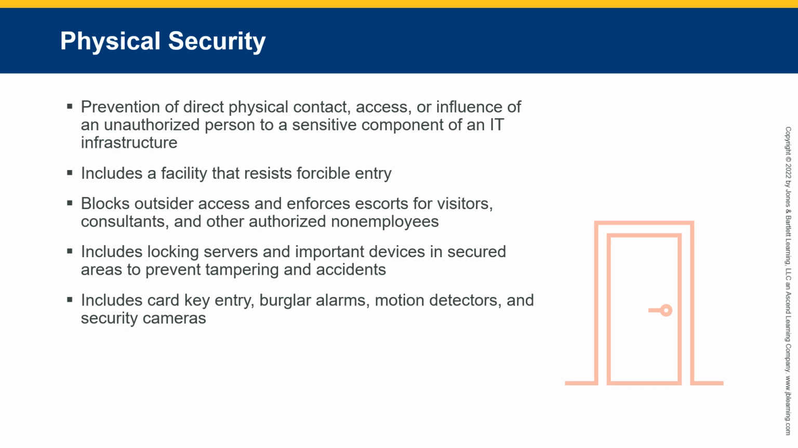So these are some of the things that you have out there. Other things are like the card key entry, the burglar alarms, motion detector, security cameras, and all that prevent these kind of tampering incidents into the physical security of these devices.